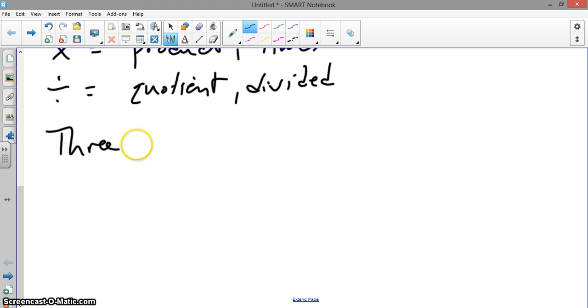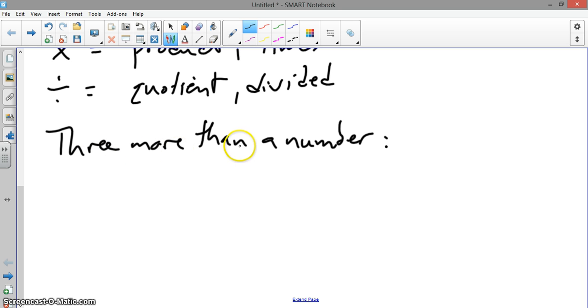3 more than a number. So we have a fragment sentence, and it's telling us to do something. We have to make an algebraic expression from this. So how do we do this? 3 more than a number. There we go. 3 plus n. It can also go n plus 3 because adding is commutative, so it can go either way. It doesn't matter.